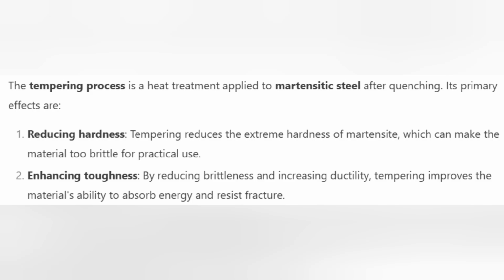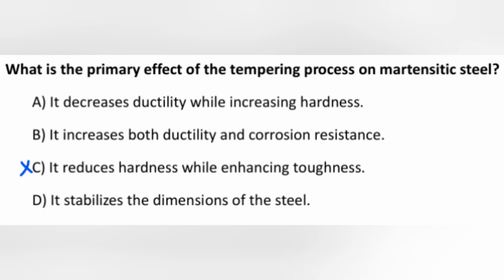Okay, and enhancing toughness. Okay, by reducing the brittleness and increasing ductility, it would increase ductility. This tempering process basically improves the ductile nature. So hardness is reducing, we are reducing brittleness, ductility is increasing. So tempering improves the material's ability to absorb energy and resist fracture. So among these options, option C would be the suitable answer. It reduces the hardness while enhancing toughness. Okay, all others are not possible.